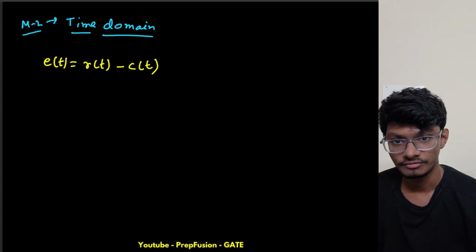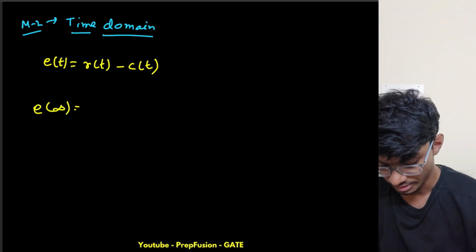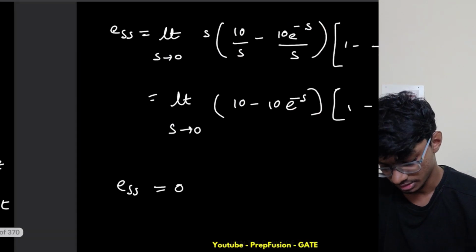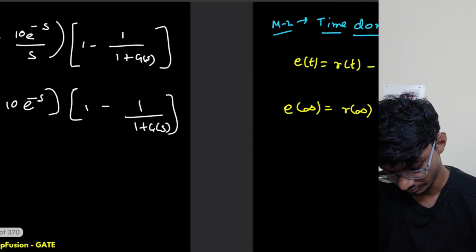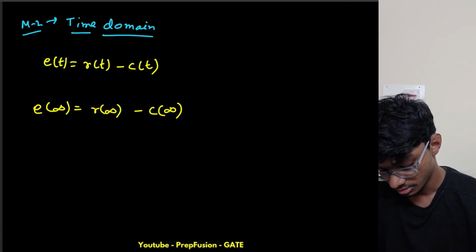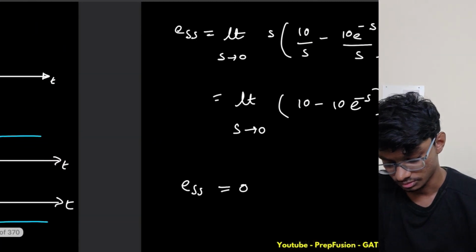So what is my r of t? R of t is simply, what is the steady state? At steady state, it will be e of infinity equals r of infinity minus c of infinity. Okay, is it c or y? However it is written, nothing is written, so I will just write c of infinity. So r of infinity is 0 only. Basically it's a pulse input, right? At infinity it is going to 0 only, so this will be 0.